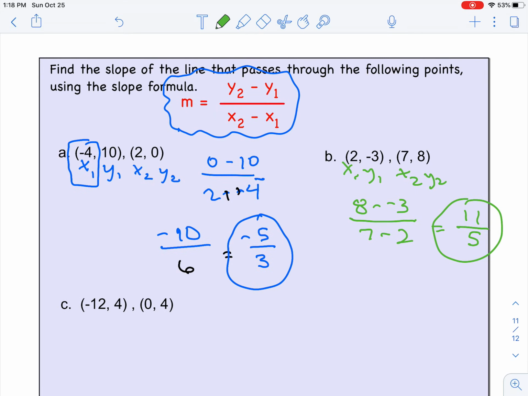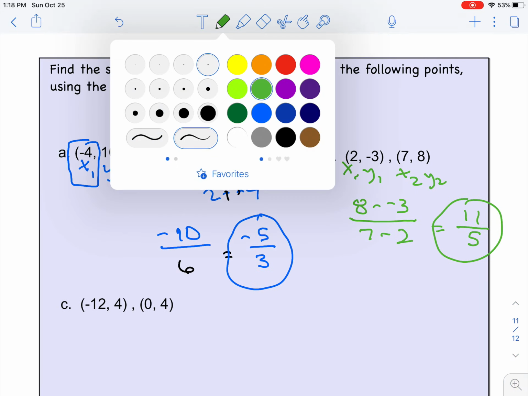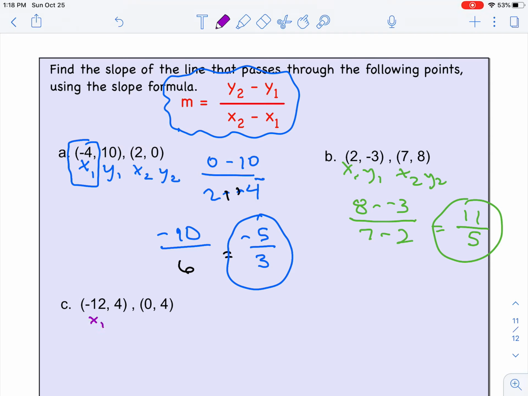Let's do letter C together, because this is one of those ones that gets a little tricky. So again, we're going to label these, and then we're going to just plug them in. So my y2 value is 4. My y1 value is also 4. My x2 value is 0. Subtract my other x value, which is negative 12. Don't forget that. So what is 4 minus 4? That's 0. Divided by, and then this becomes positive 12.